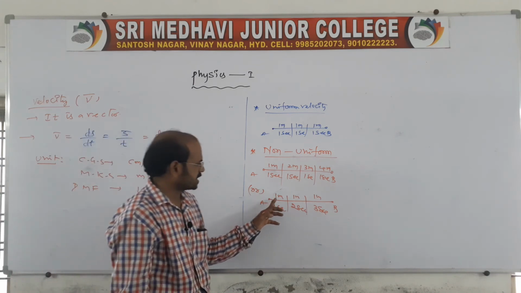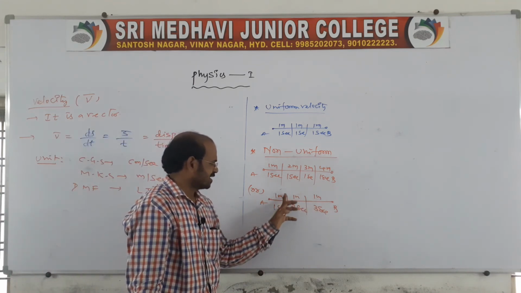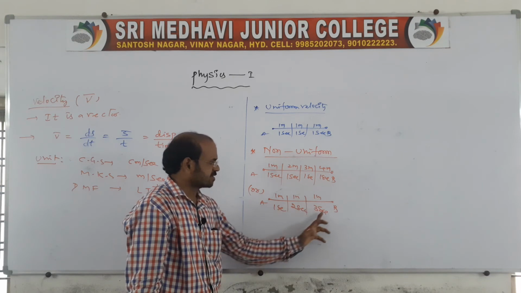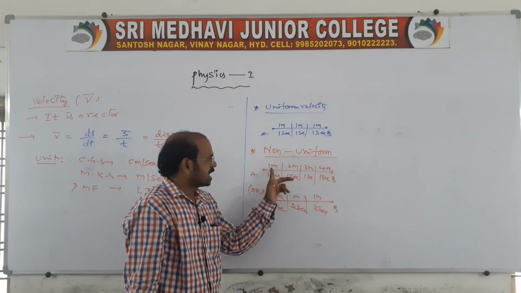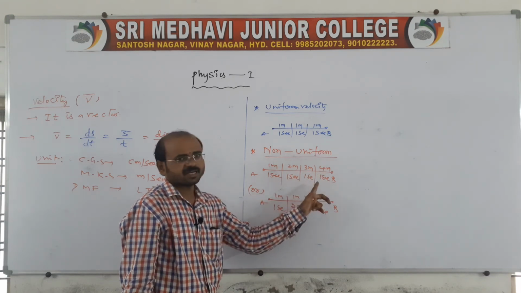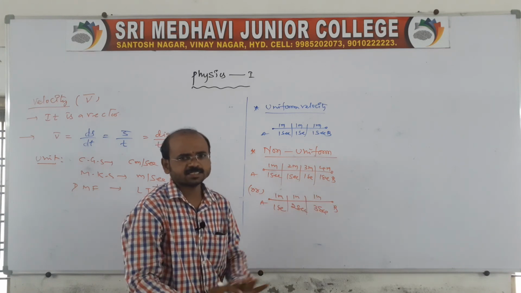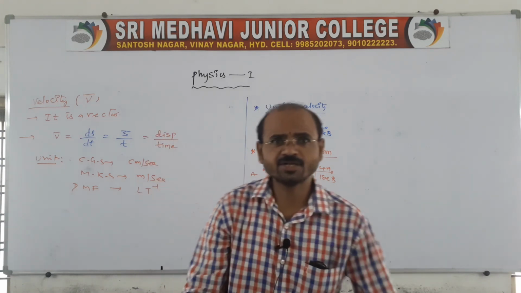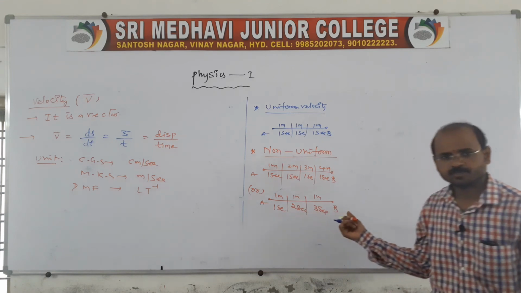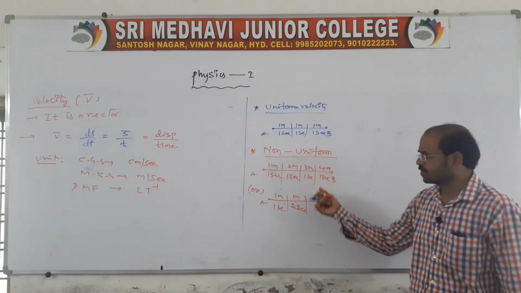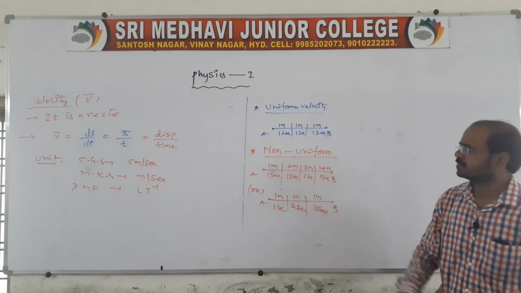The body covers between the two positions equal displacements in unequal intervals of time, or we can say unequal displacements in equal intervals of time. The statements are the same. Instead of saying distance, here you say displacement. That's all it is. This is about uniform and non-uniform velocity.